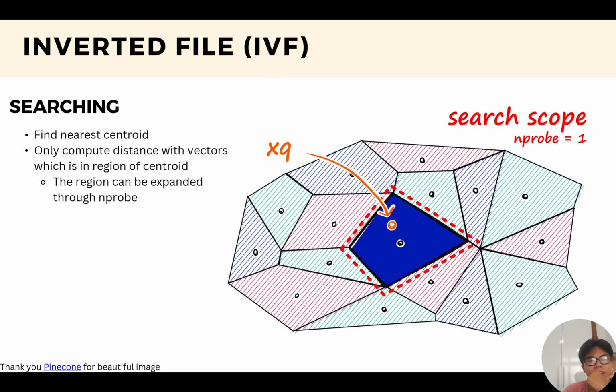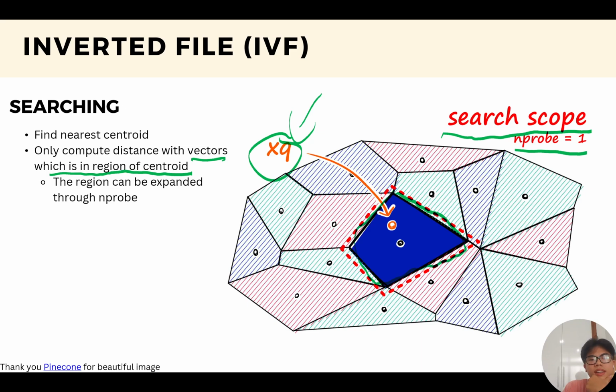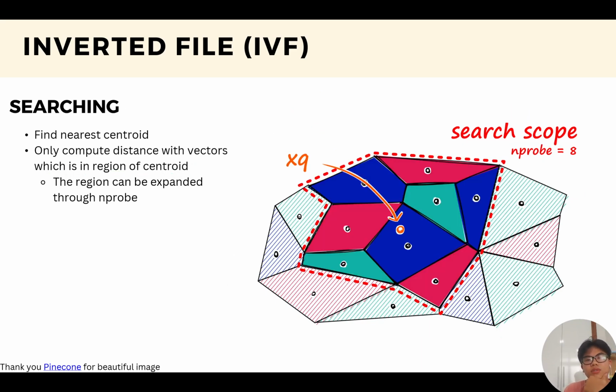So how does the searching work? We have xq, which is the query vector, and we find the nearest centroid to the query. For example, in this case, this is the nearest centroid, and we only compute distance with vectors in the region of that centroid, which means this region. But we can modify it with the search scope hyperparameter, which is nprobe. In this case, nprobe is equal to 1, but we can also set it to 8 so that we can search a larger region.